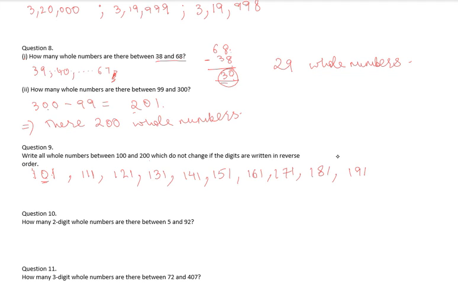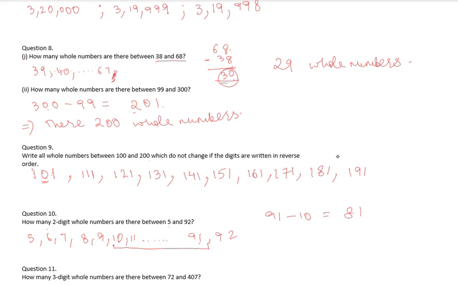Question 10. How many two-digit whole numbers are there between 5 and 92? So see, 5, 6, 7, 8, 9, 10, 11, and it keeps on going up to 91, 92. Now between 5 and 92, they are asking for only two-digit numbers. So my answer should be from 10 to 91. So 91 minus 10, the answer is 81.